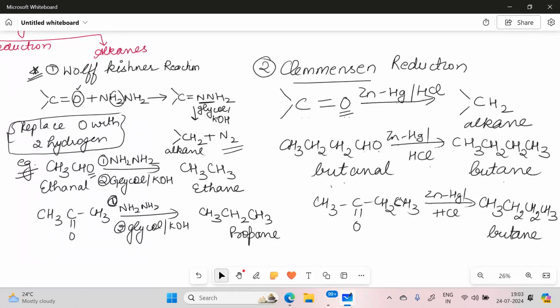So it is the same as Wolff-Kishner. Reactant is same, product is same. In both the reactions, reagents are different. Understood, ma'am.